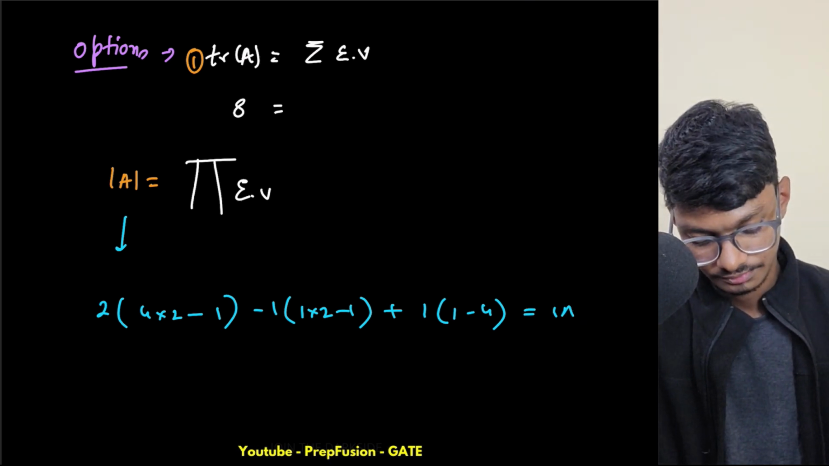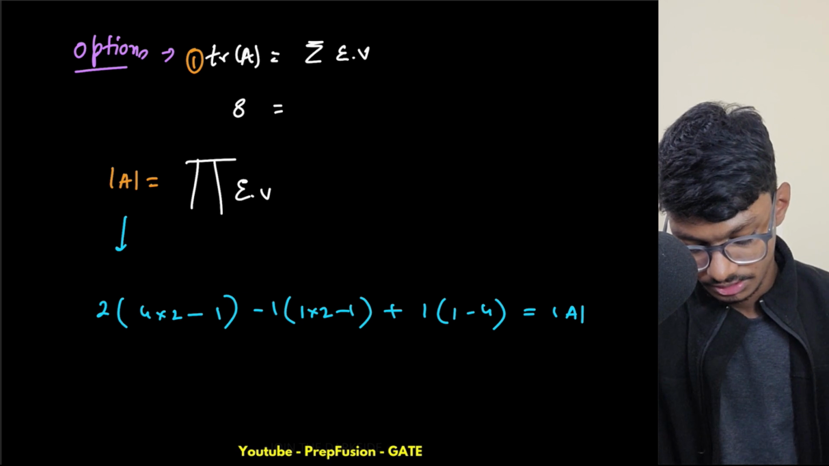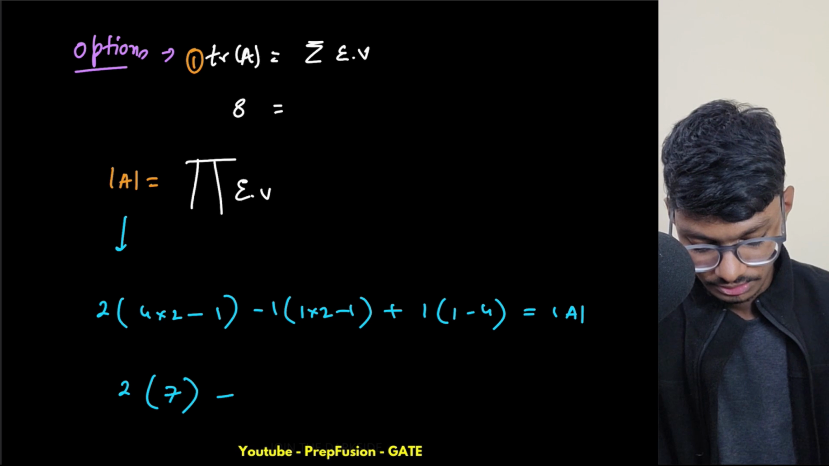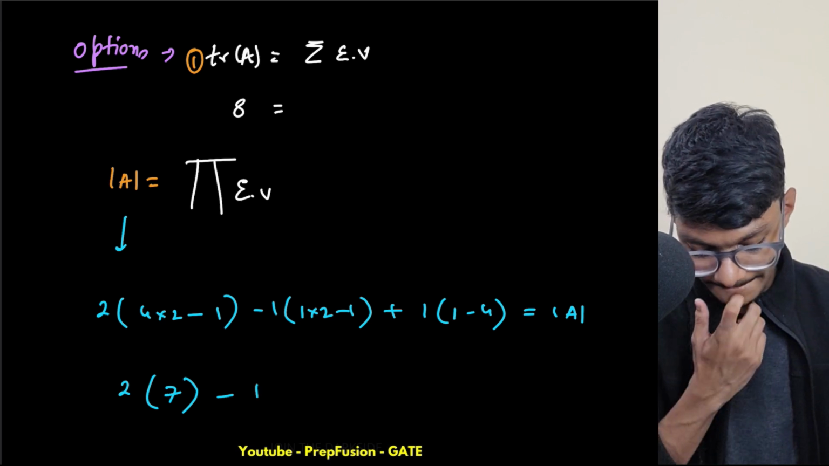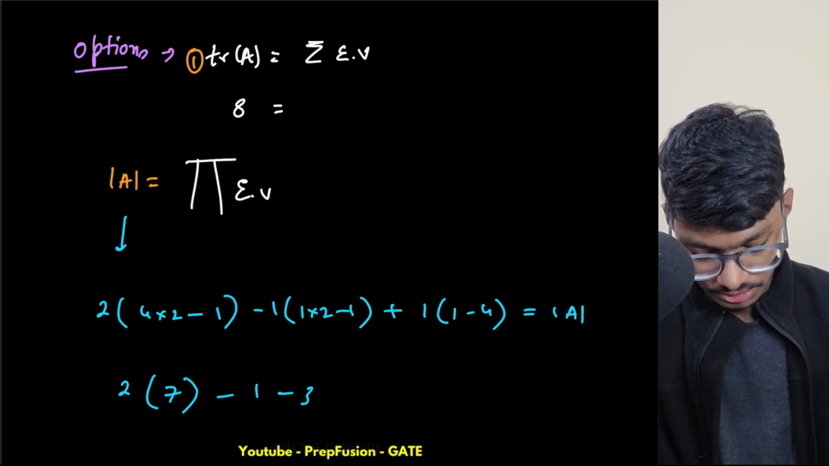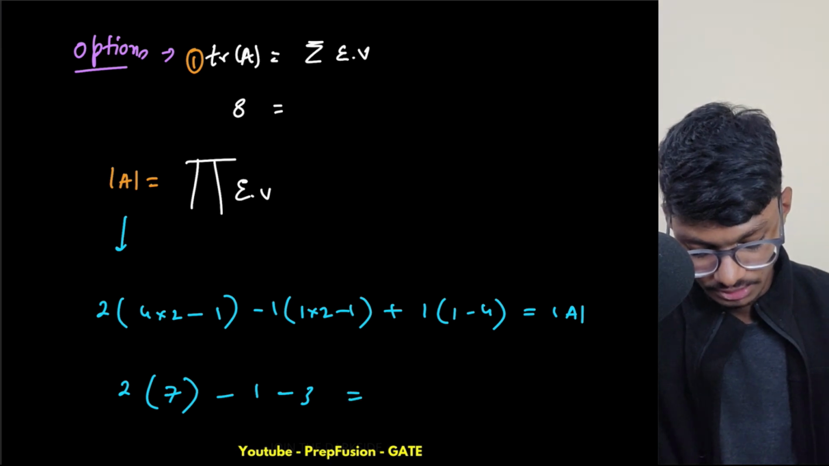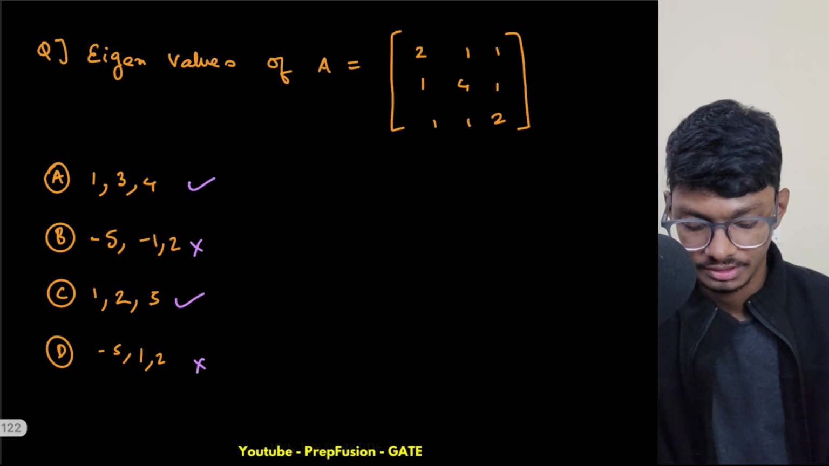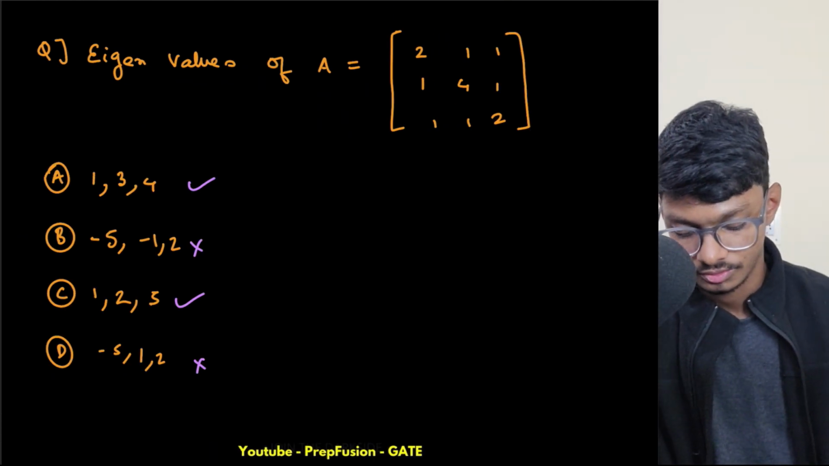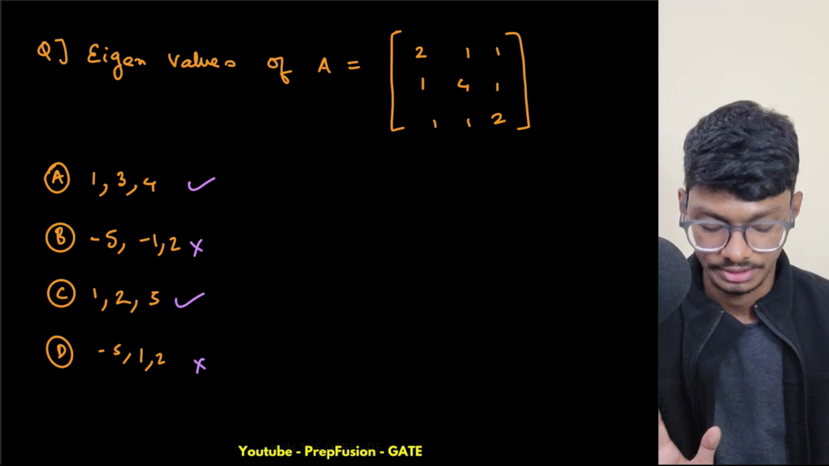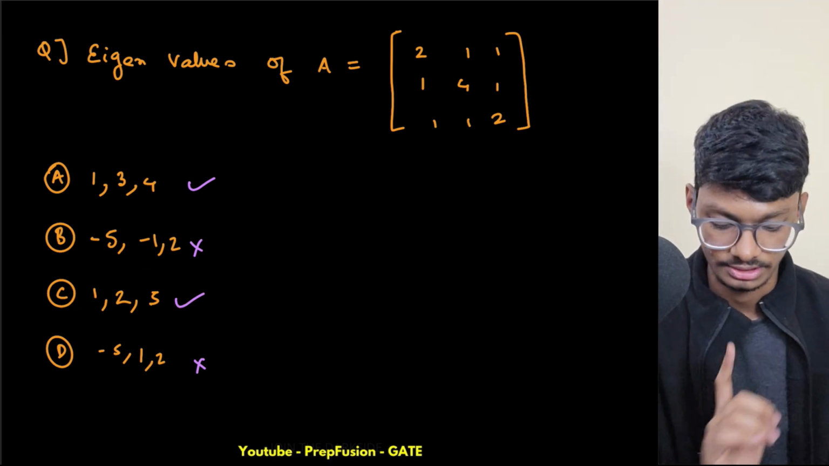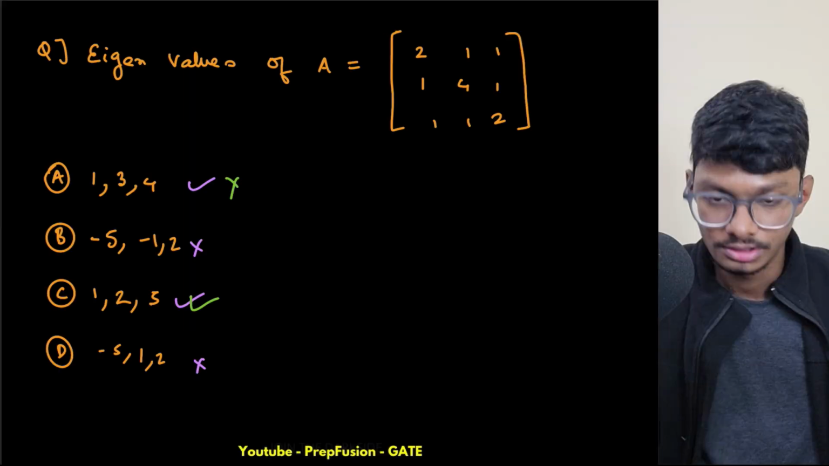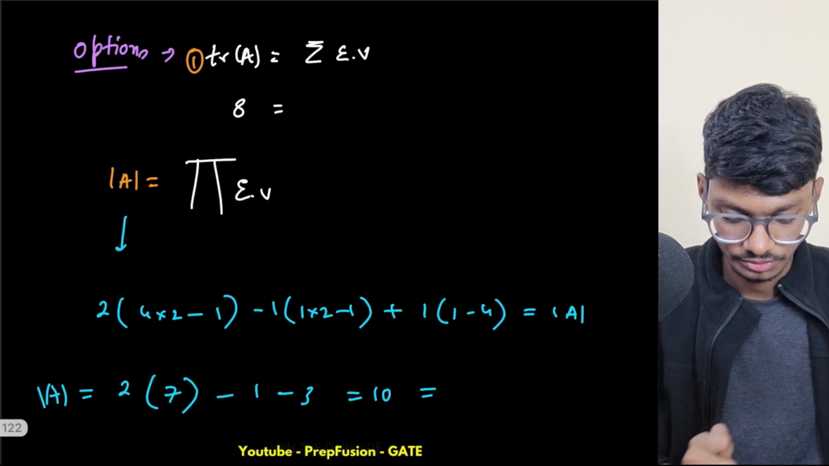So what is this? This is 2 times 8 minus 1, which is 7, minus 1, and this is minus 3. So 14 minus 4 is 10 itself, 10. So my product of eigenvalues must be 10. Which one is satisfying? If I see 1 times 3 times 4, obviously it is not 10, but 1 times 2 times 5 is 10. So this is satisfying and the other is not satisfying. So yeah, this is it for this question. Let's go to the next question.